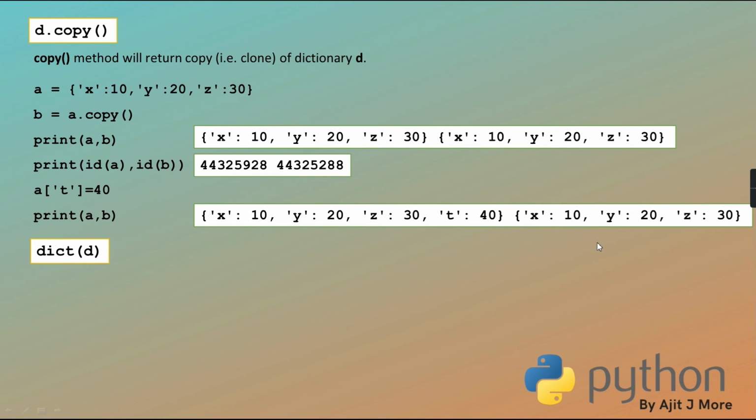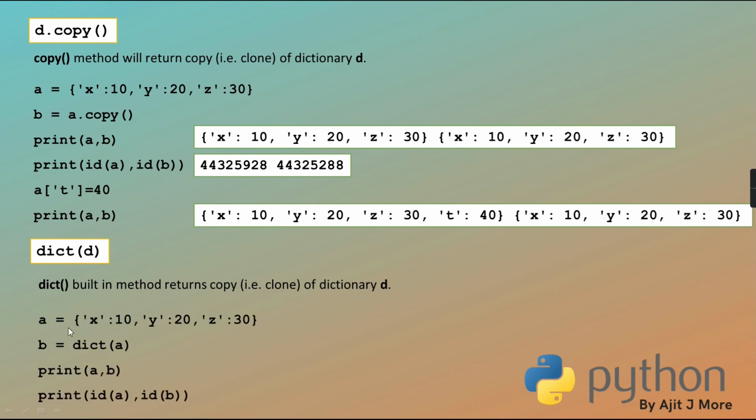And you can do the same activity using the constructor function. You can also call it a casting function or constructor function. Okay. So the dict built-in method returns a copy, that is the clone of dictionary D. Same activity it does. Okay. Only here the copy method A invokes, whereas here it is implicitly invoked, because dict is a constructor of the class dictionary. So that magic method will get called. So A is passed and the copy of A is coming in B.